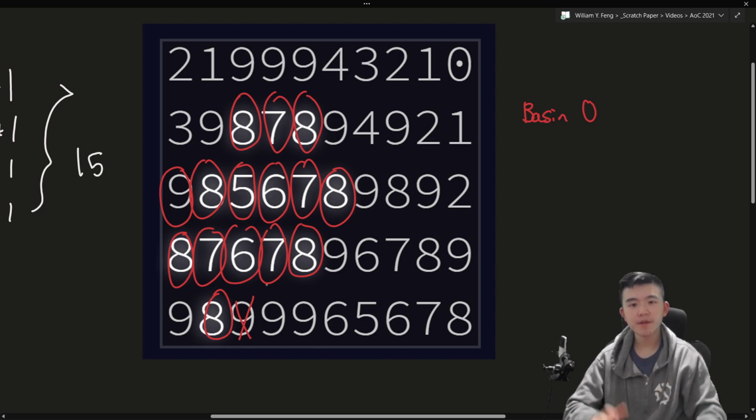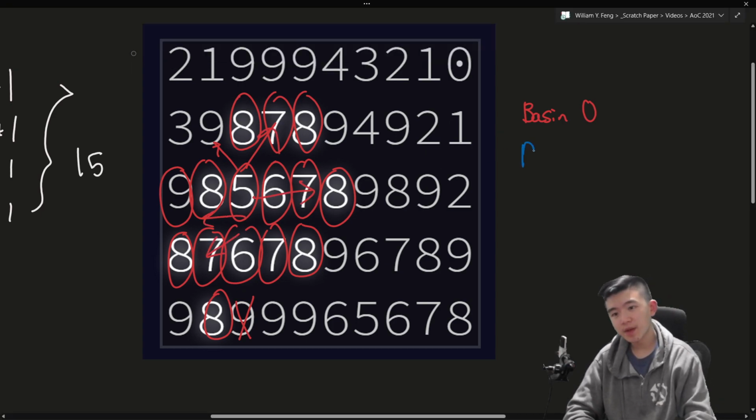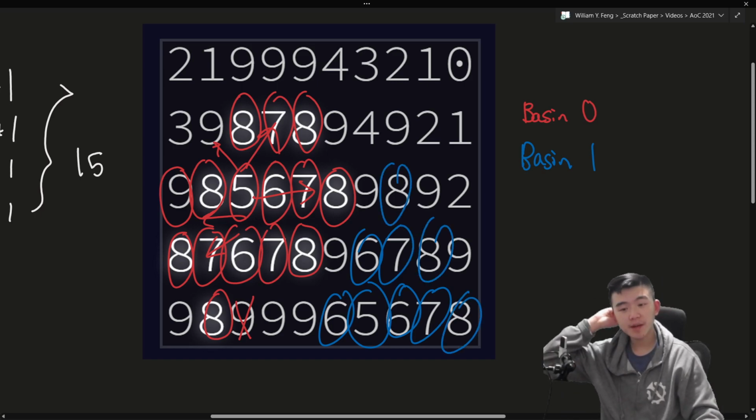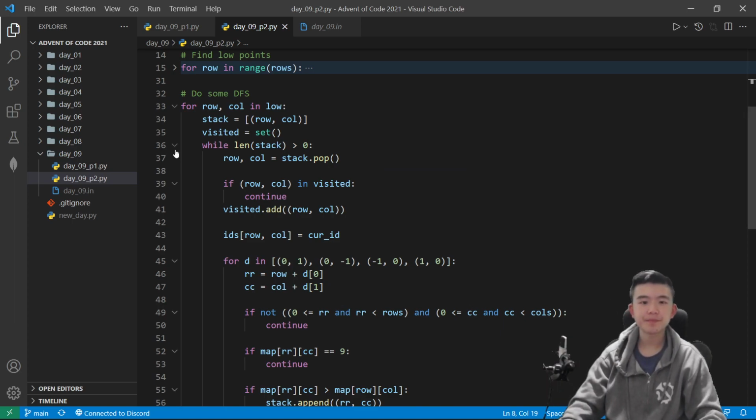So we just start from the low points and then work our way outwards to construct the rest of the basin. In a similar way, we construct basin 1. So after we hit a dead end on all of them, so after we reach all the 9s, we start at our next low point. So for example, this low point. We'd work our way outwards in depth-first search fashion and eventually reach all the points that are basin 1. So that's what I'm doing here.